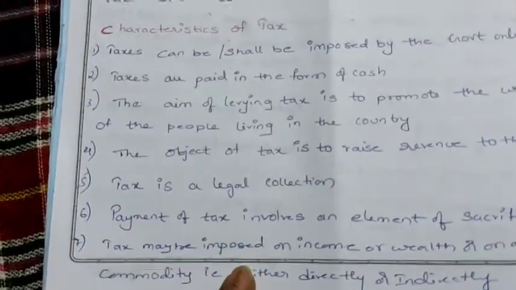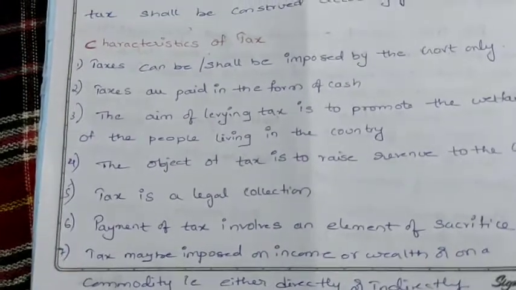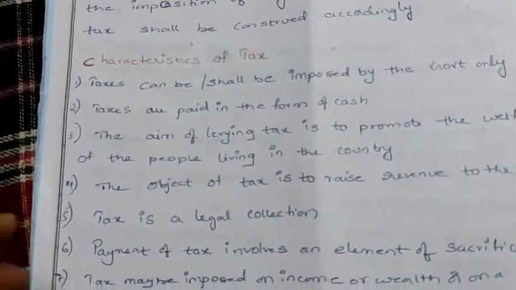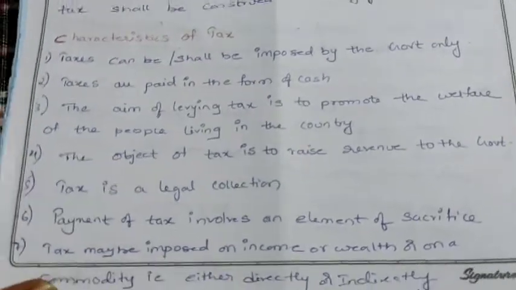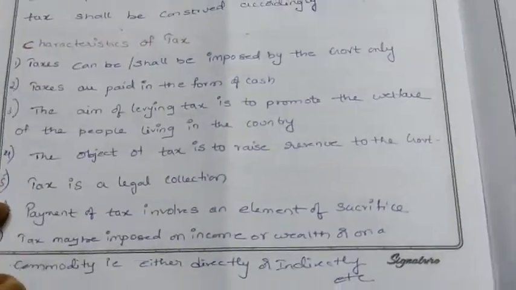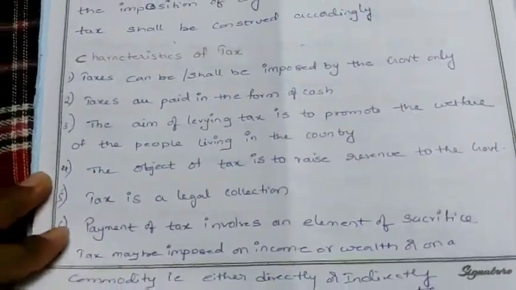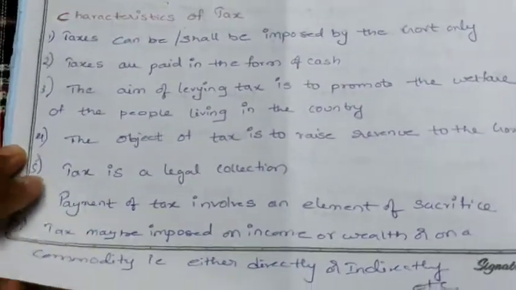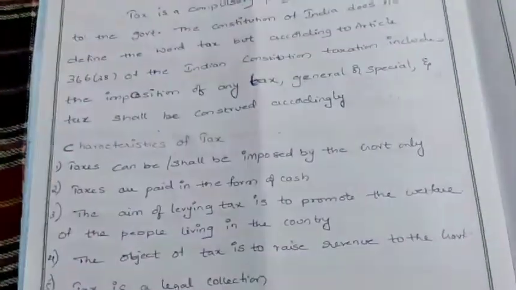Tax may be imposed on income, wealth or a commodity, either directly or indirectly. Tax will be on our income, on our wealth or on a commodity also. Either it may be direct or indirect; in both forms you will pay the tax. So this is the basics regarding tax.